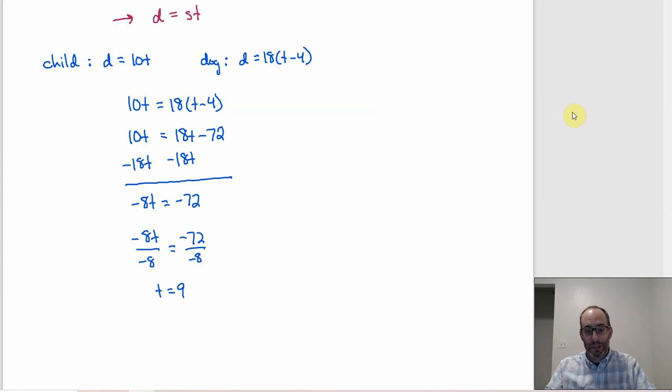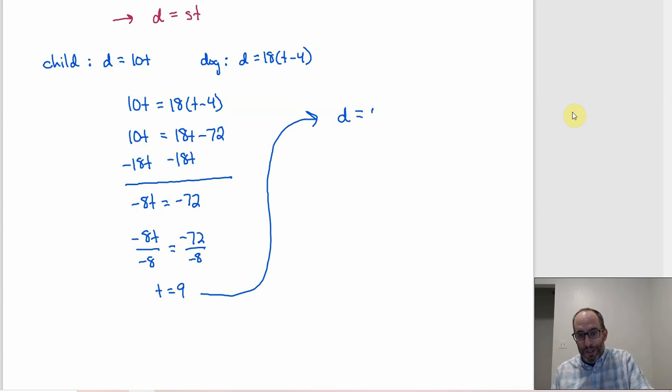All right, well then you can just sub this back into either of the equations that are solved for d, either the child one or the dog one. So that first thing that's in blue on the screen right now, the child one looks easier to me. So let's do that. If d equals 10t, then if you just sub in the 9 for the t, you have 10 times 9, so d is equal to 90. So d equals 90 feet.